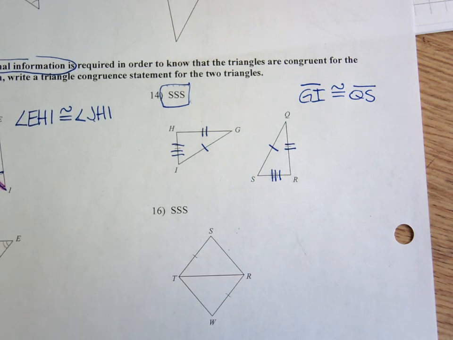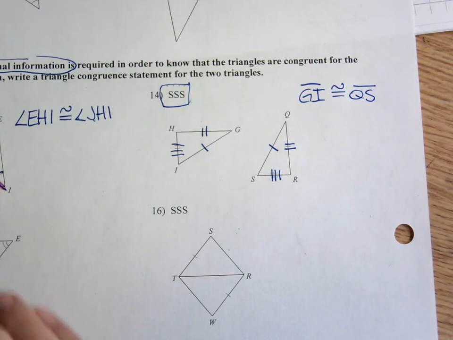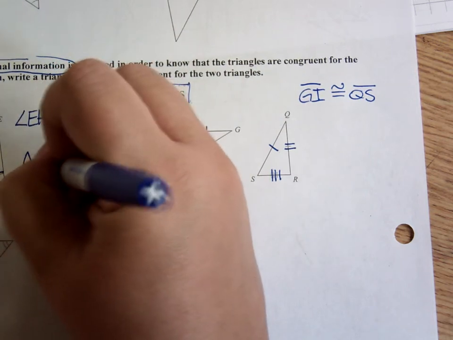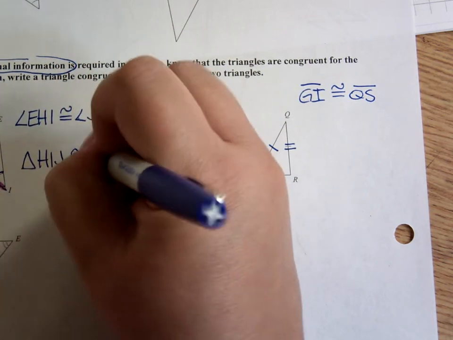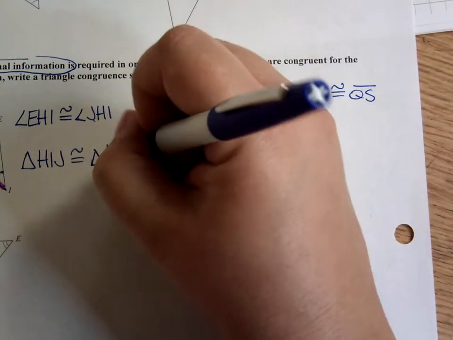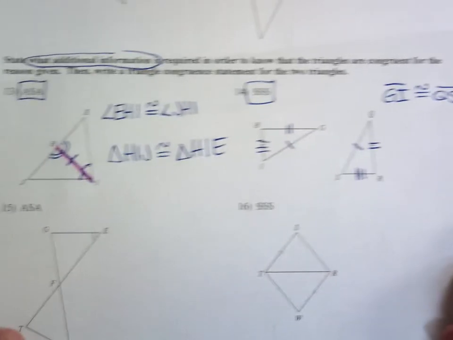It says then write a triangle congruent statement for the two triangles. So I'm going to start with the one on the left. Okay, and we said we were going to start with the one on the left, and we were going to be in alphabetical order. So HIJ is what I'm going to call that one. And in the other triangle, H goes with H, I goes with I, J goes with E. So that's my triangle congruent statement for number 13.